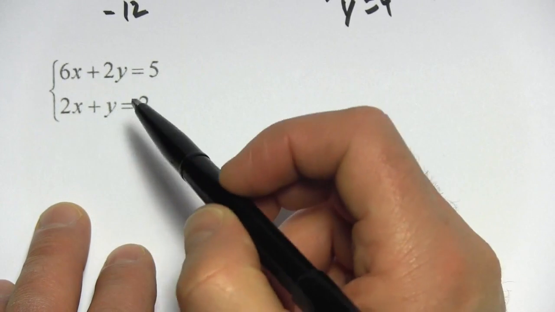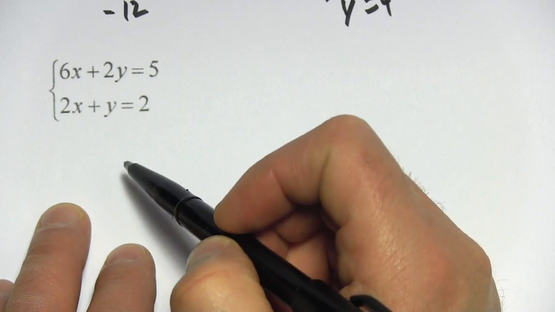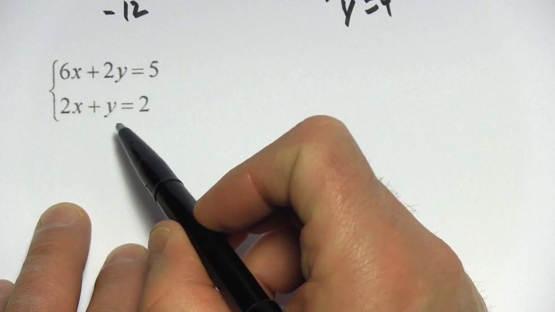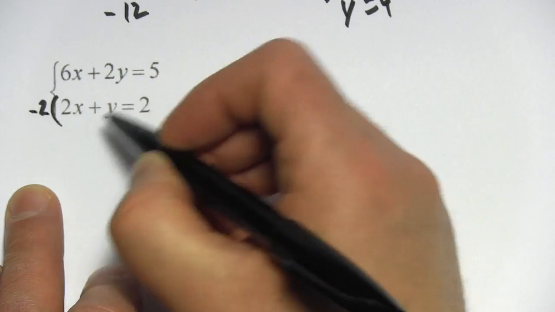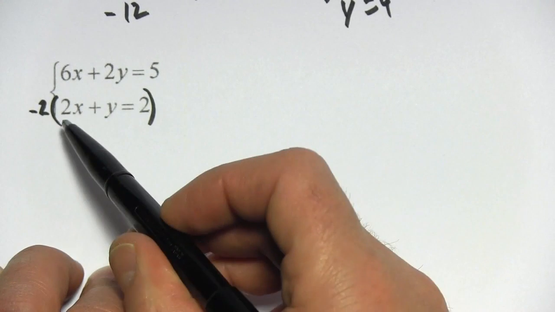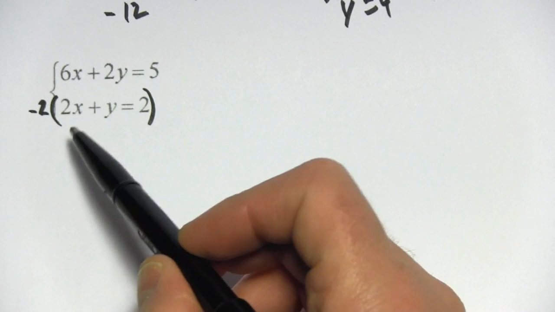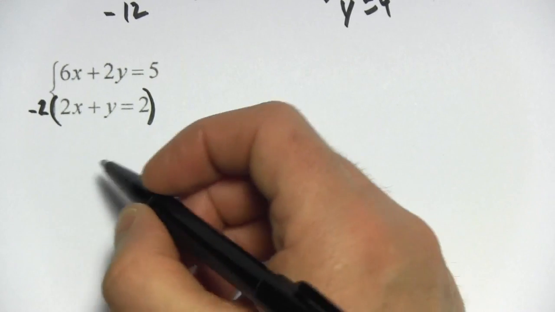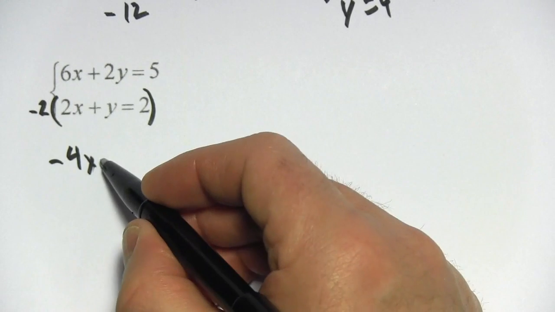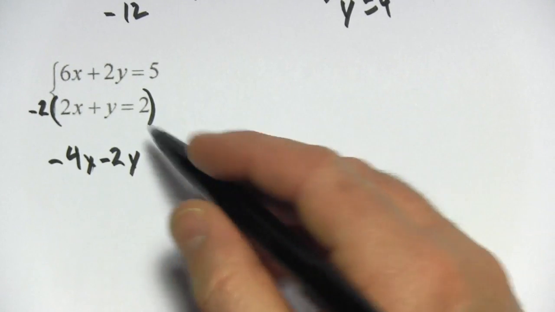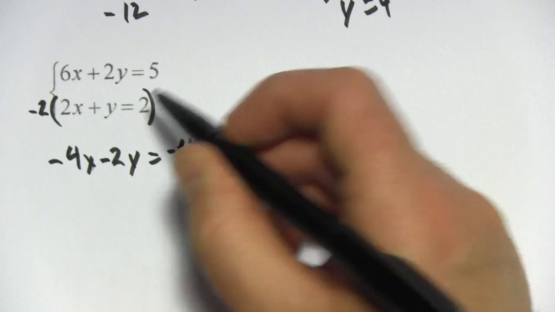So in this one, I'm going to go for getting rid of this 2y. What I would need down here is a negative 2y. Since I have a positive 1y, I would need to multiply this equation by negative 2. When I do that, I multiply every single term by negative 2. So let's do that. Negative 2 times negative 2x is negative 4x. Negative 2 times y is negative 2y. That's perfect. And negative 2 times 2 is a negative 4. Don't forget that last number on the end.